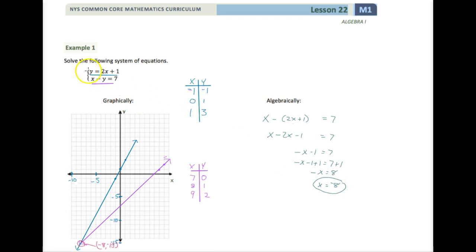If x is -8, then y is twice that, -8, and add 1. And that would give us -16 plus 1, which leaves us with -15. And what we have here is confirmation that our coordinates are at -8, -15. Nicely done, if I say so myself.